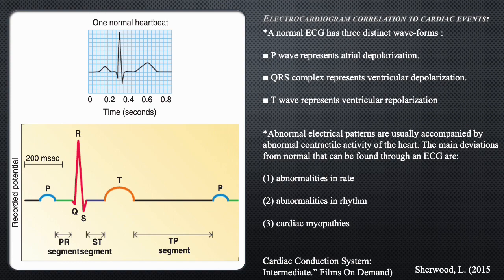Let's talk about abnormal electrical patterns, which are usually accompanied by abnormal contractile activity of the heart. The main deviations from normal that can be found through the ECG or EKG are abnormalities in rate, abnormalities in rhythm, and cardiac myopathy.